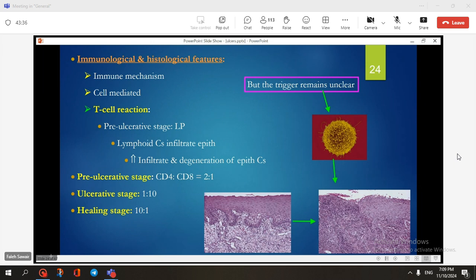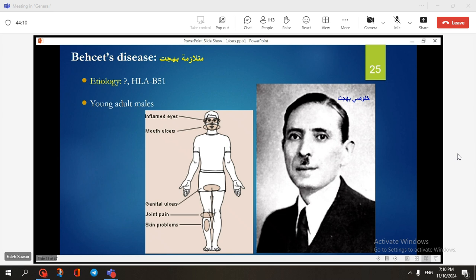The pathogenesis of aphthous ulcers is immune mediated, so you will read about the pathogenesis. It is cell-mediated damage to the oral epithelium. The CD8 T cells attack the oral epithelium and cause damage to it, ulceration. But why they are doing so, nobody knows. It's unknown.